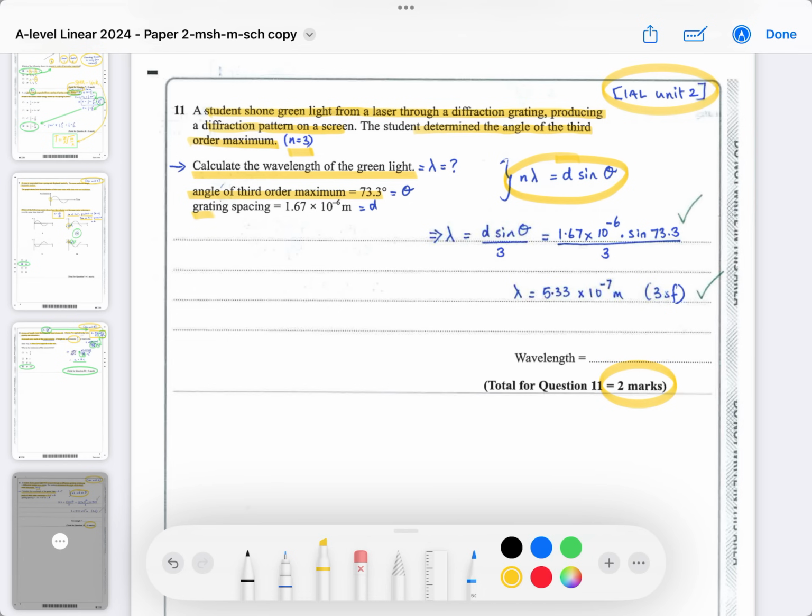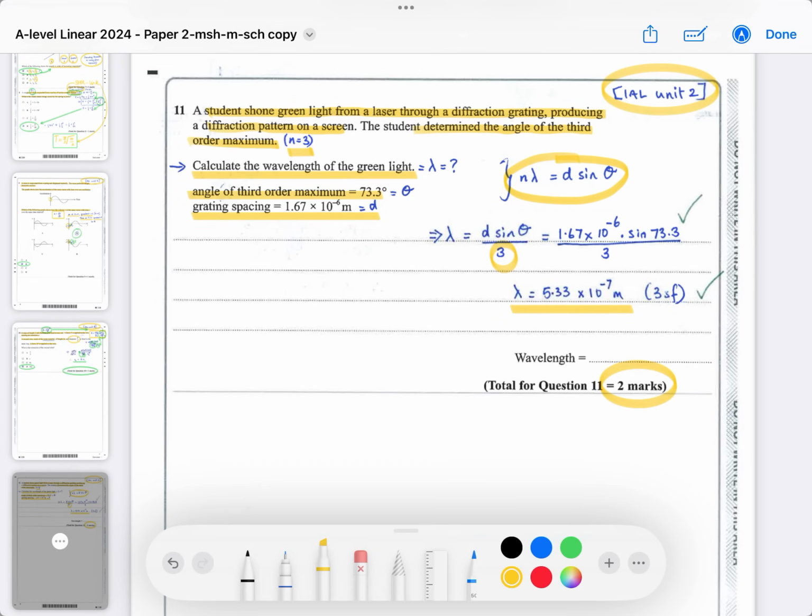And the grating spacing is already given to you. So it's not the number of lines per millimeter. They've already given you the d value. So all you've got to do is plug in all the values, make lambda the subject of the equation, and divide by 3 because n is 3. Put the numbers in, and you'll get the answer out. So 2 marks, 1 for inserting all the correct numbers.